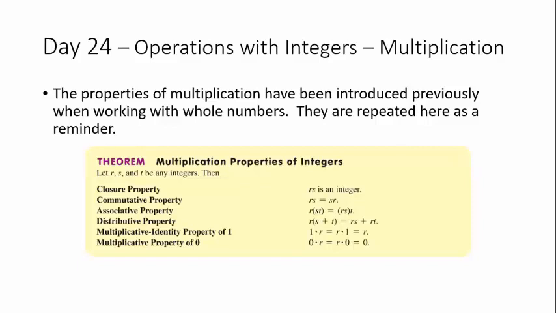1 is our multiplicative identity. So 1 times R is equal to R times 1, which equals R. And then we've got this multiplication property of 0. 0 times R equals R times 0, which equals 0.